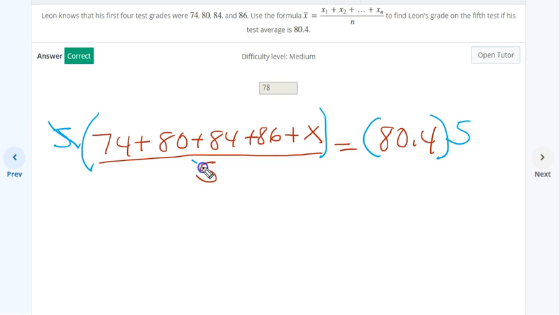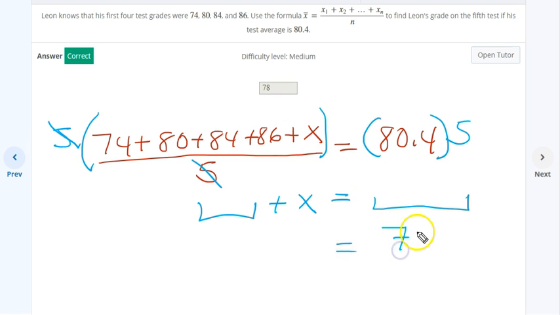This way we get rid of our denominator here. We're going to add these up, and we end up with a total plus x. We're going to get this product here, subtract this from that, and that will be our value, which this person has worked out to be 78.